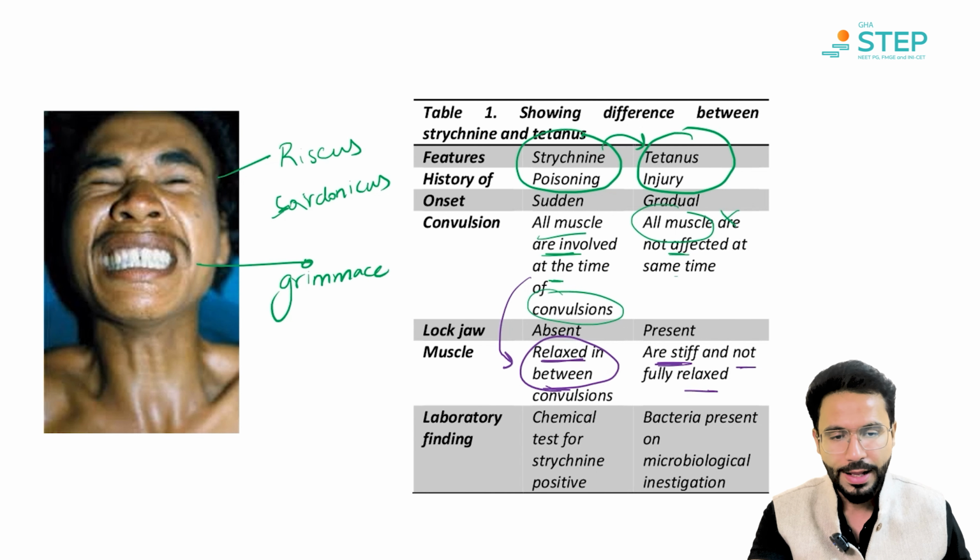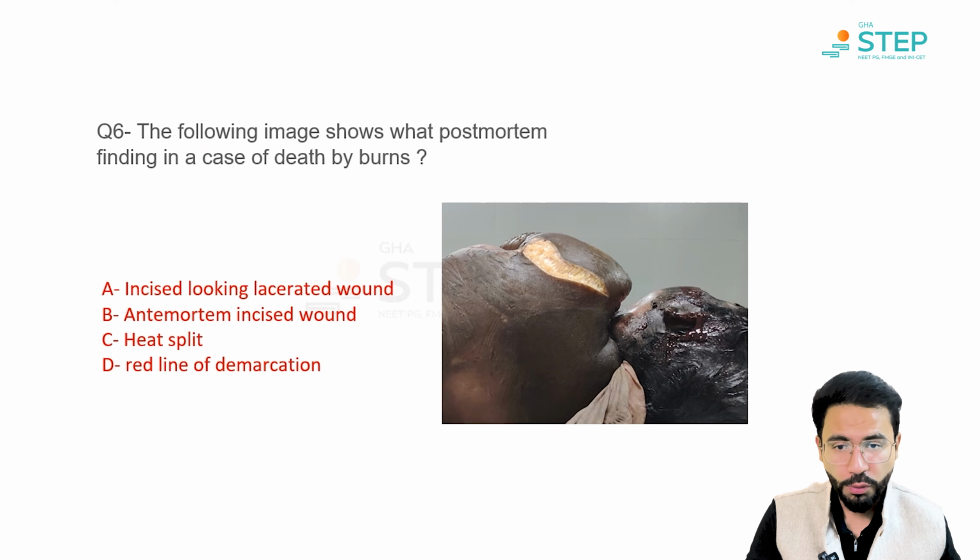Remember this. And the laboratory finding will be positive for strychnine in strychnine poisoning, whereas a bacterium will be responsible in tetanus. What is that bacterium? It is Clostridium tetani. So Clostridium tetani will be present in a tetanus injury, whereas a toxin test will be positive for strychnine poisoning. Okay. So moving forward, we are talking about question number 6.